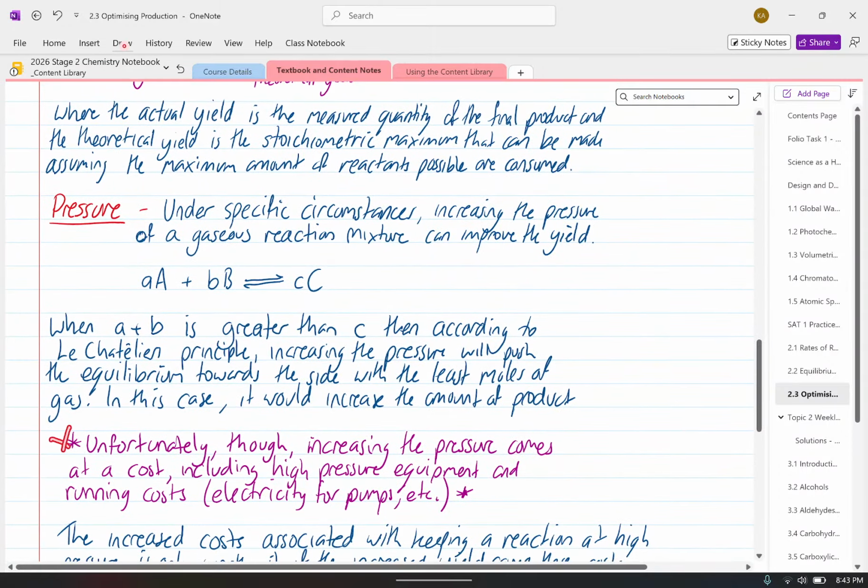Now, there is a caveat. You can't just increase the pressure as much as you want. The reaction containers will have a pressure rating, so you can only pressurize them so much before they break. And if you want to have higher pressure containers, those containers are going to cost extra to actually have. Another thing is increasing the pressure by pumping in more of your substances. That is going to use a pump, and those pumps use electricity. So there's always going to be those costs involved as well.